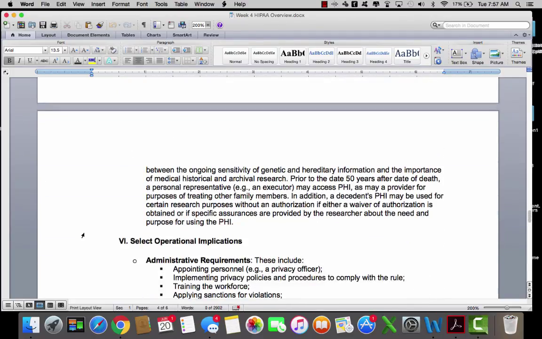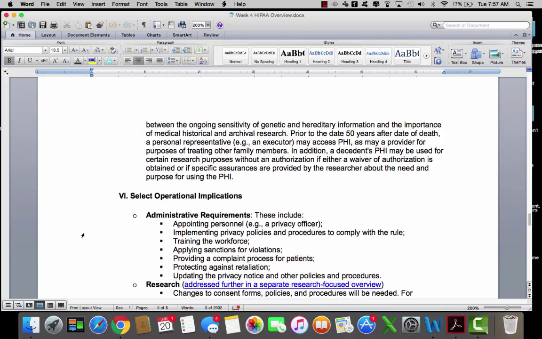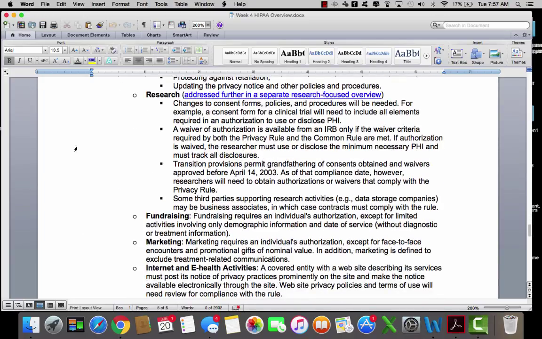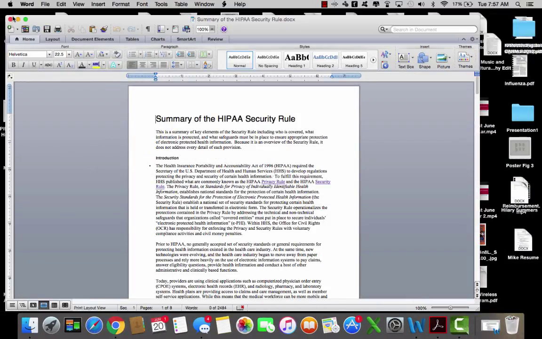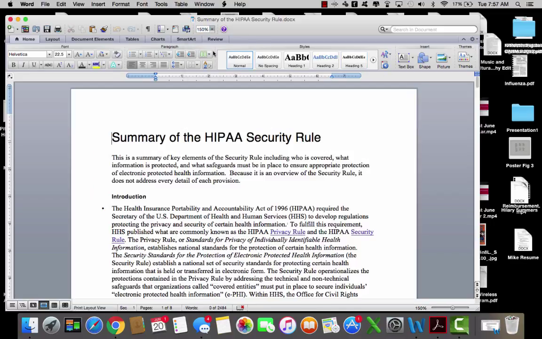There's a lot of other elements. I'll let you guys read through that. I do want to talk about privacy or security a little bit. You should have a privacy officer in place, and that kind of relates to security as well. You should have a security officer in place also. But I'll let you read through that other side.